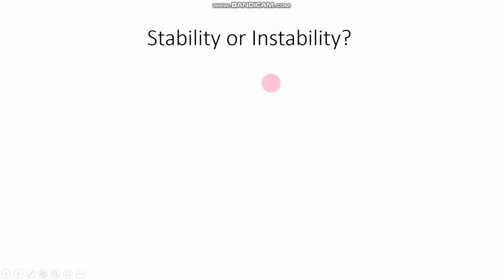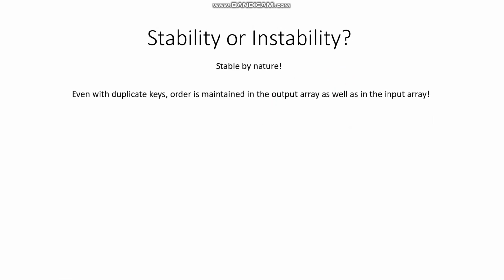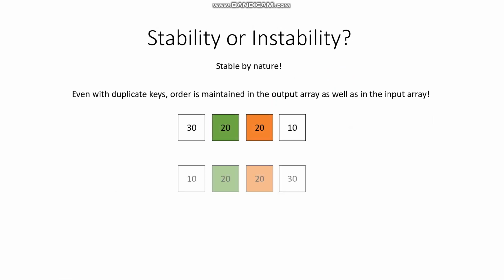So now let's talk about stability. Is it stable or is it unstable? Well, it's stable by nature. And this has to do with the fact that even with duplicate keys, order will be maintained in the output array as well as the input array. And here's an example. The first 4 integers in the array are the unordered array, and then the second one is going to be our ordered array.